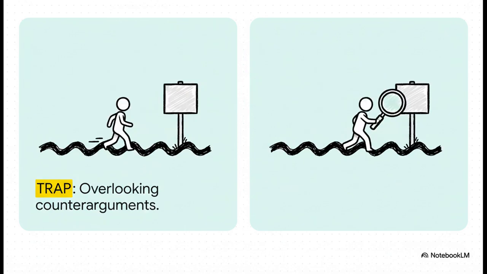The next trap is just totally glossing over those counterarguments. Our brains love a simple story, so we tend to ignore the complicated parts. But you have to fight that urge. Train yourself to be a detective. Actively hunt for those signal words: although, while, however. When you find one, slow down and really think about how the author deals with that opposing view.